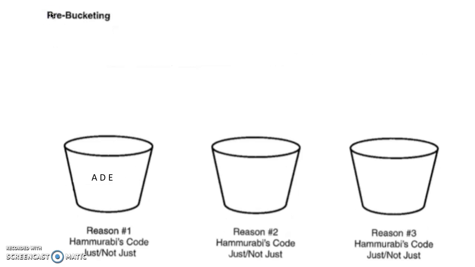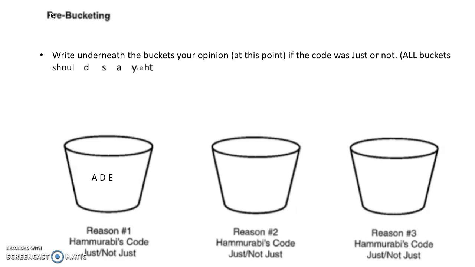So the first thing you're going to do is write under each bucket, Hammurabi's Code just or not just. This is your opinion at this point, before looking at the deeper evidence. All of them should be the same because you need to use the same opinion throughout the piece. Otherwise, you will have points taken off and you don't have a good argument.